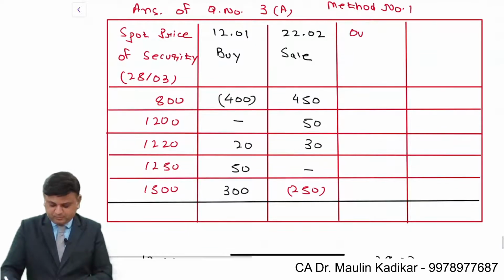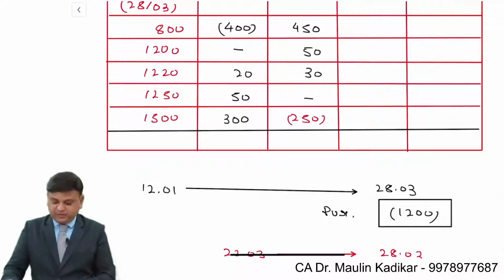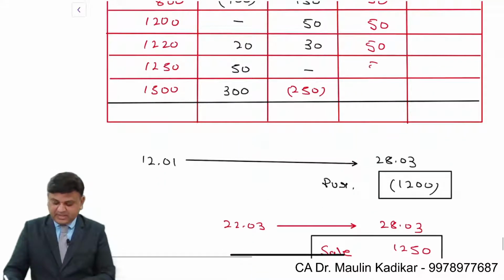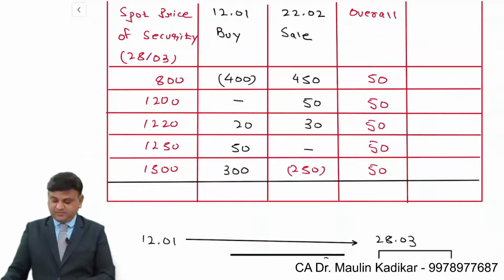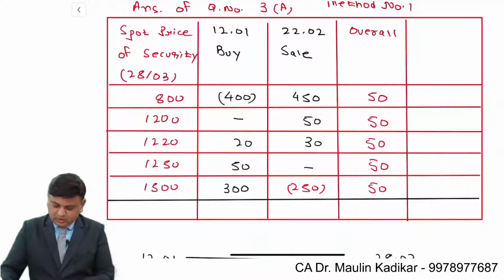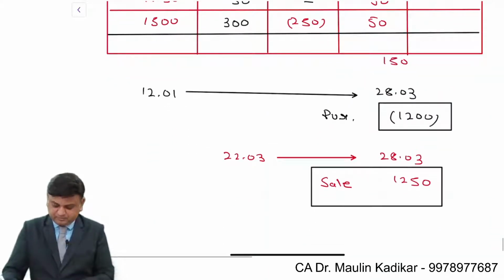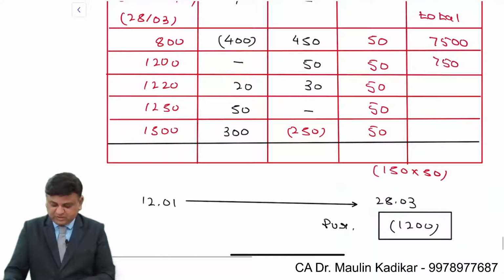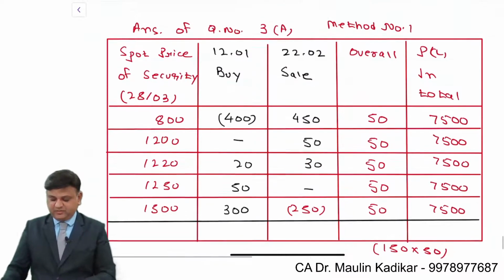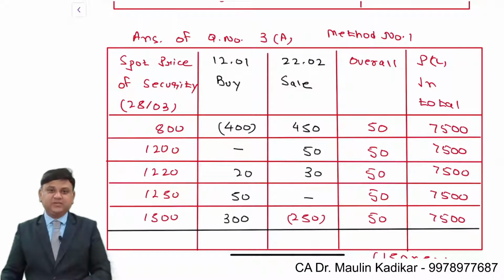So let us see overall what will happen. In the first case, there is a profit of 50. In the second case, there is a profit of 50. In the third case, there is a profit of 50. Next, it is again 50. In the last case, again, it is 50. So every time you end up with a profit of 50 rupees. Lot size is 150 shares. So profit or loss in total is 150 shares into 50 rupees profit per share. That comes to 7500 in every case. So this is the first method.